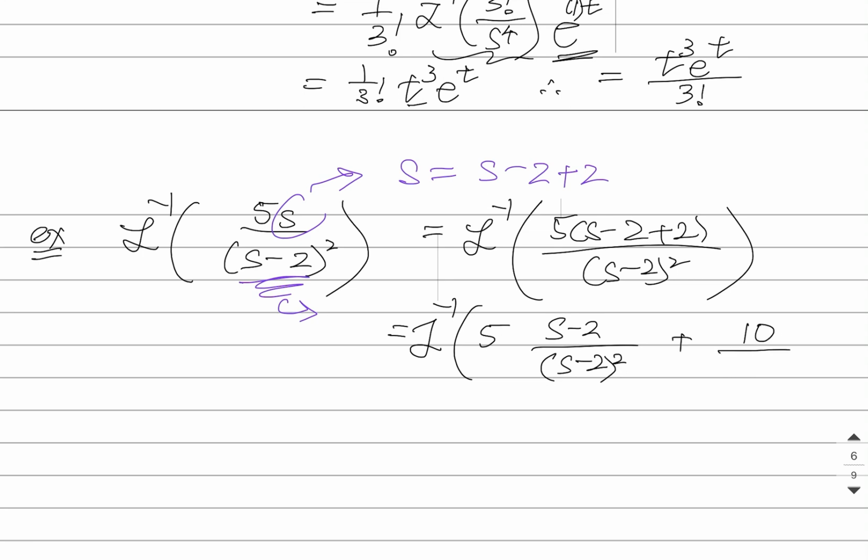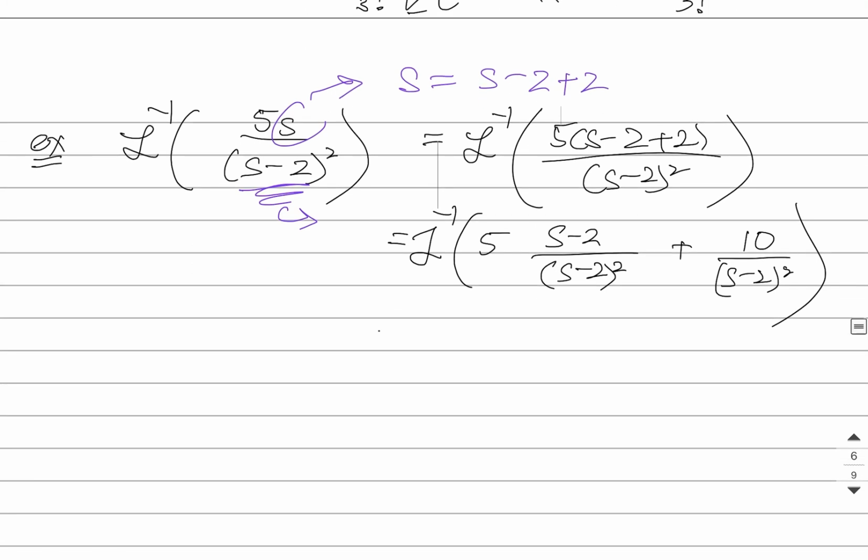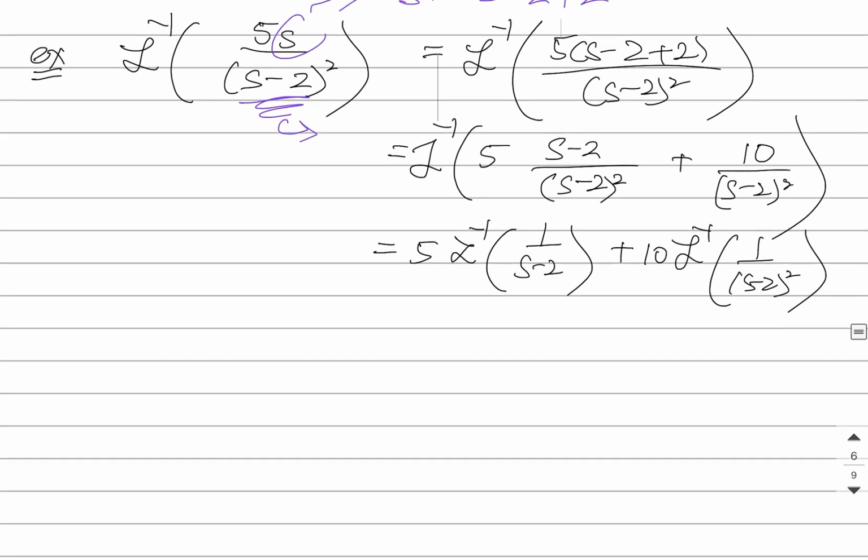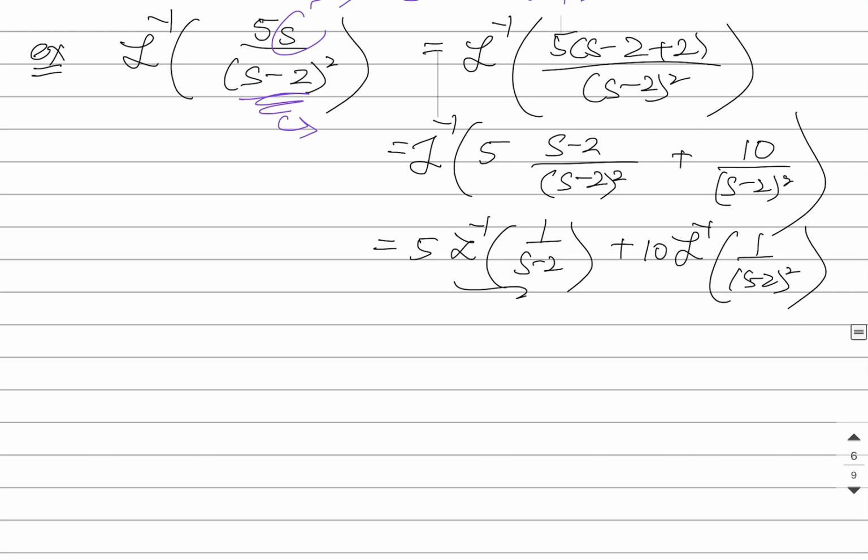This will be a 10 over an s minus 2 squared. I can clean this up. I'll have 5 inverse Laplace transform of 1 over s minus 2 plus 10 inverse Laplace transform of 1 over s minus 2 squared. Now, that doesn't require any shifts. That's pretty straightforward. This is going to be e to the 2t. Going to pop right out.